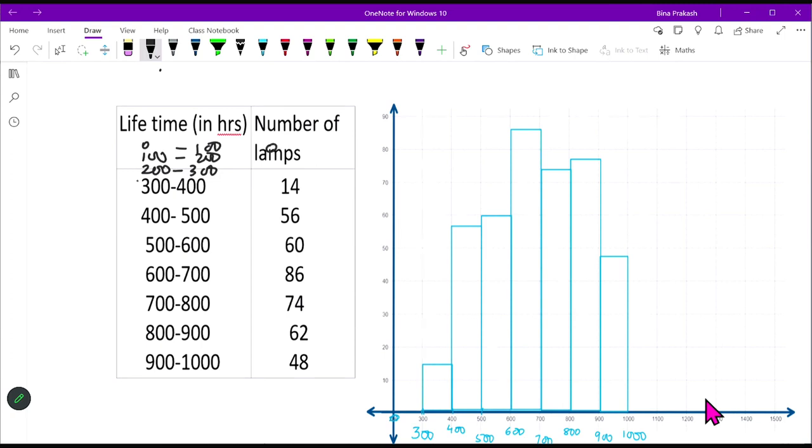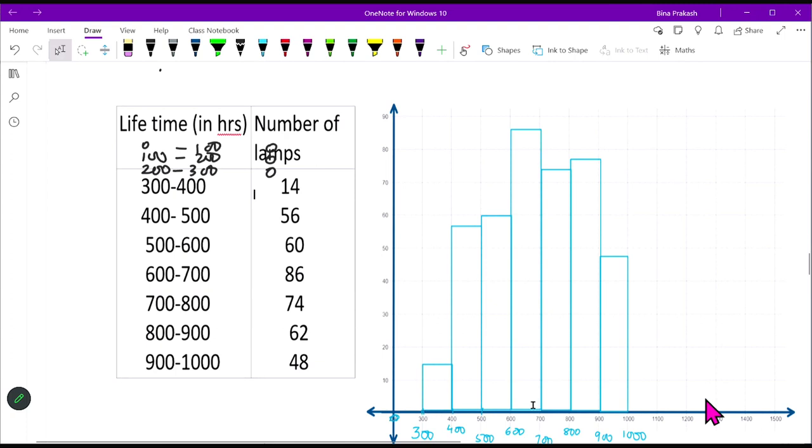How many numbers of lamps are there? That's 0. Likewise, with the 100 to 200, they are still 0. 200 to 300, they are 0. So all those lamps, that is which are burning for less than 300, they do not exist. That means such rectangles will not exist. So why should we show that rectangle which does not exist?